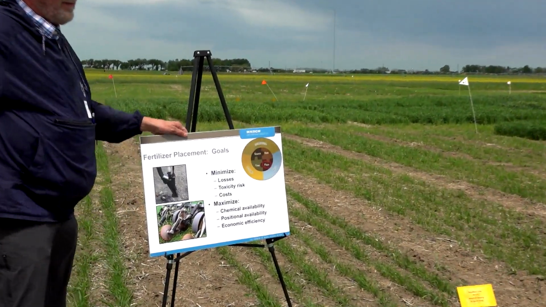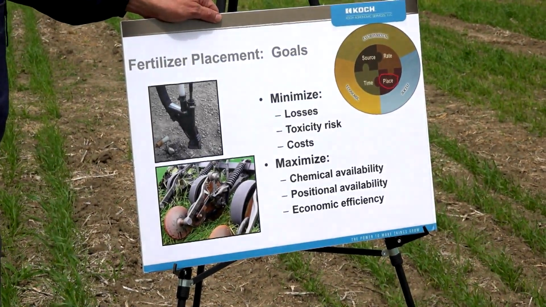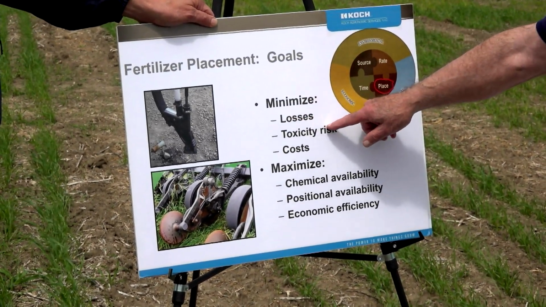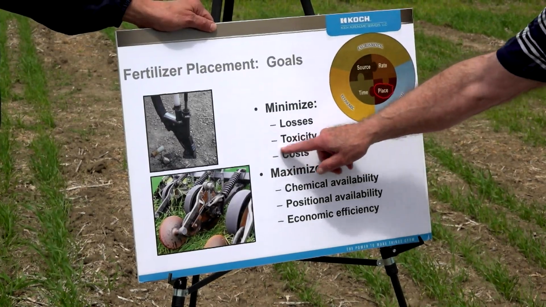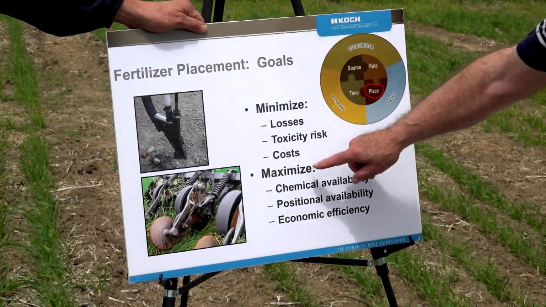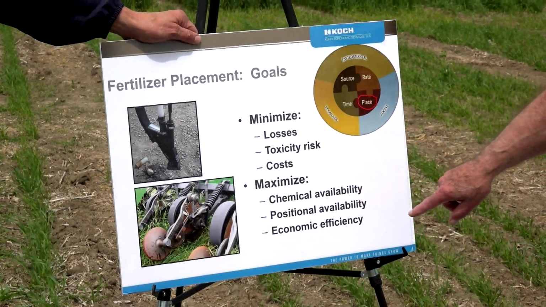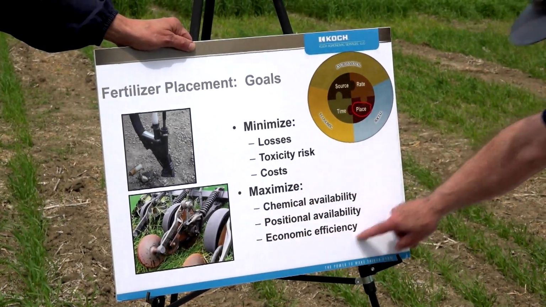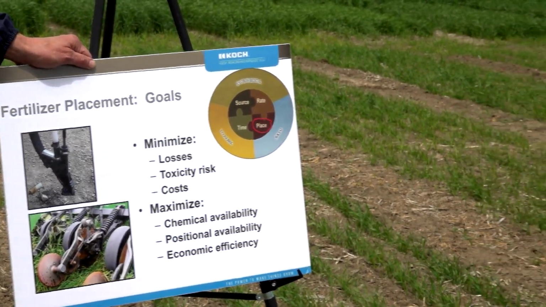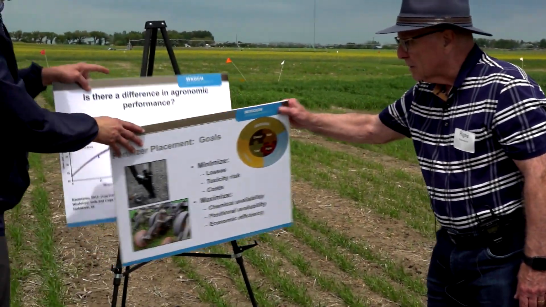So when it comes to the right place, which is the placement, the major goals of the placement are to minimize losses, toxicity risk, but the most important thing is to minimize costs. And also to maximize the availability of the nutrient, the positional availability, and also, extremely important, economic efficiency. So I'll go through some of the placements and describe the pros and cons of them.